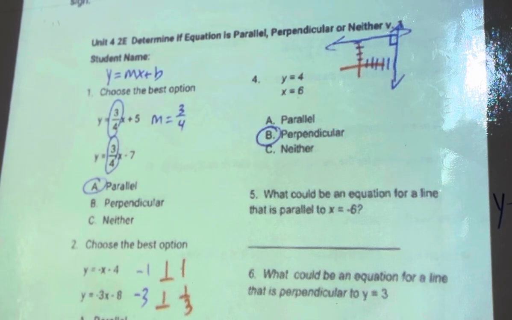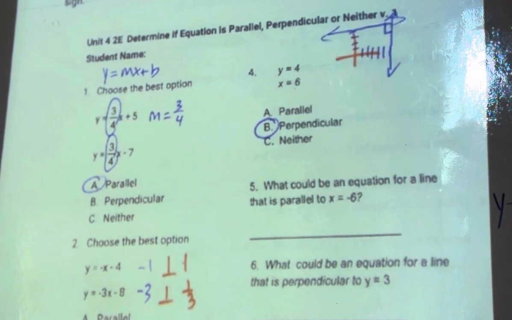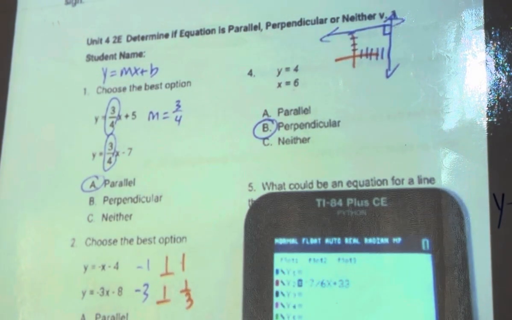Perpendicular. Okay, let's back up one. I just want to show you number 3. I was doing another problem. Let me type number 3 in real quick. I want to show you what your calculator can do. x plus 3 and 3/5 x plus 8.